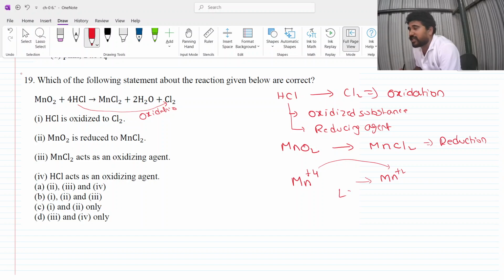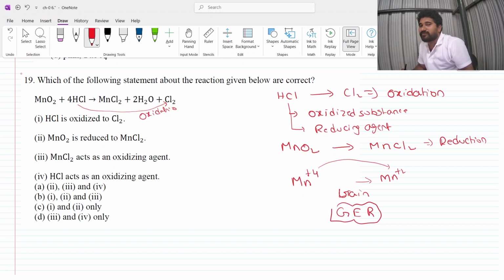It gained, yes or no? Positivity decreased means negativity has come, right? Gain of electrons. Gain of electrons is reduction. I said you to remember: LEO GER. How does the line sound? Yes or no? They're only right. Keep this in mind.